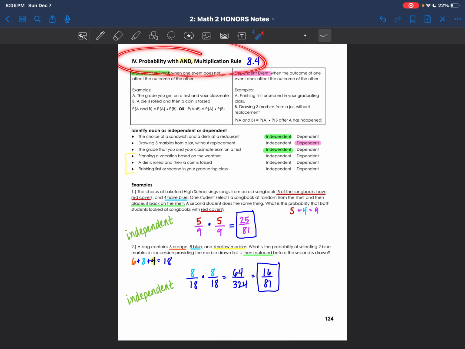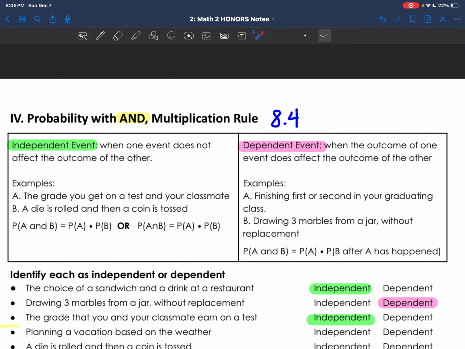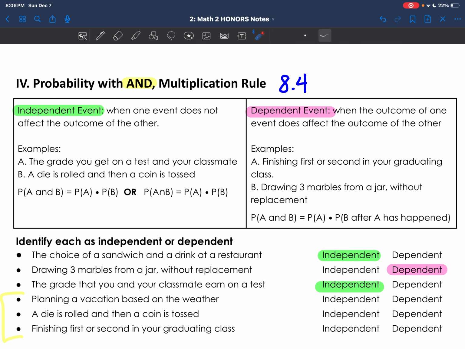All right, today we're going to talk about probability with "and," the multiplication rule. There's a couple terms that you need to understand before we do this. You need to understand what an independent event is. That's when one event does not affect the outcome of the other.